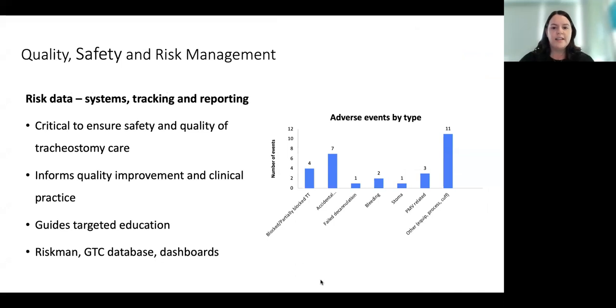In terms of risk and data, the data collection and analysis of tracheostomy-related adverse events is absolutely critical in ensuring safety and quality of tracheostomy care. It informs quality improvement initiatives, informs clinical practice, and also helps us to provide targeted education. Austin Health use systems such as RiskMed and the GTC database to capture this data.